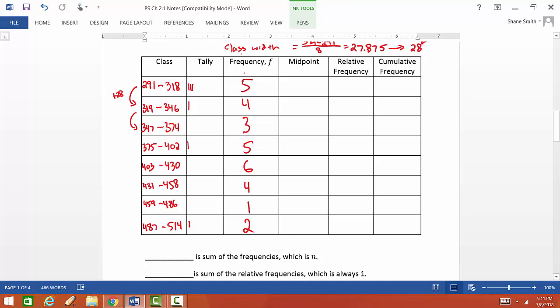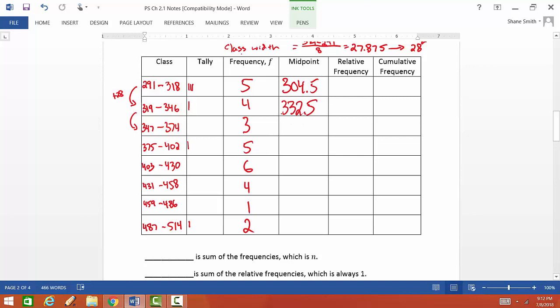So to get the midpoint, you basically add the lower limit and upper limit together, and divide by 2. So if I add 291 plus 318 and divide by 2, that gives me the middle, which in this case is 304.5. And we do this going down. 318 plus 346 divided by 2. The middle between those numbers is 332.5. And we can keep going.